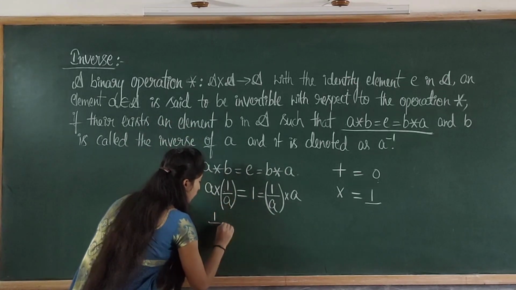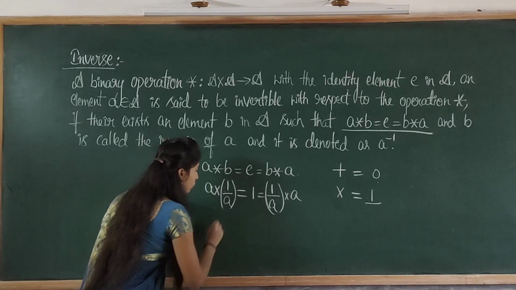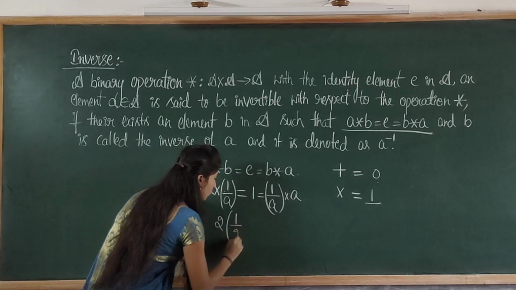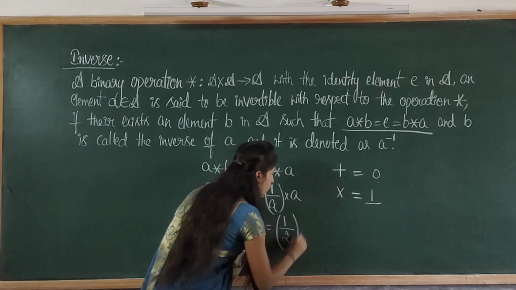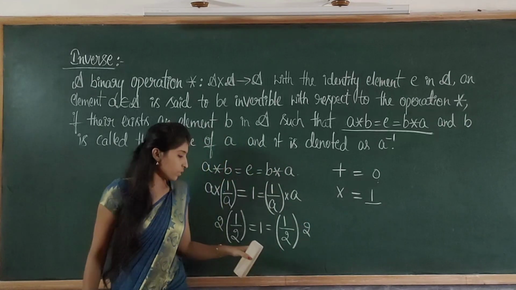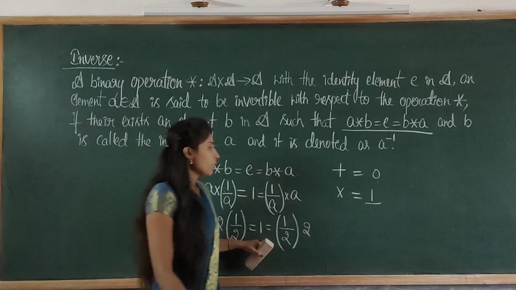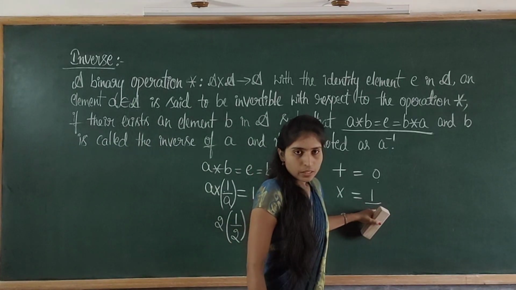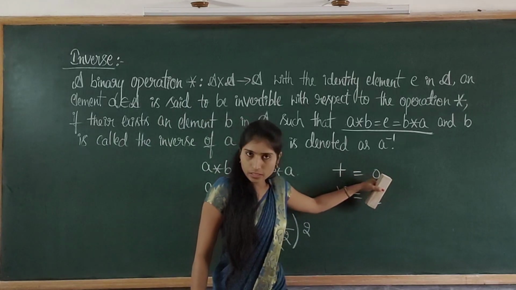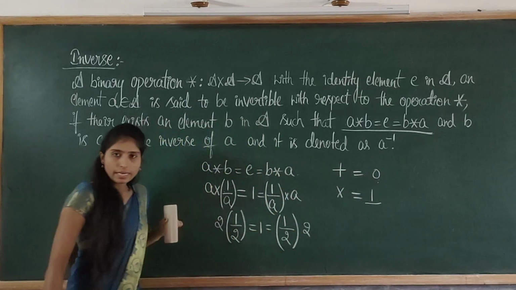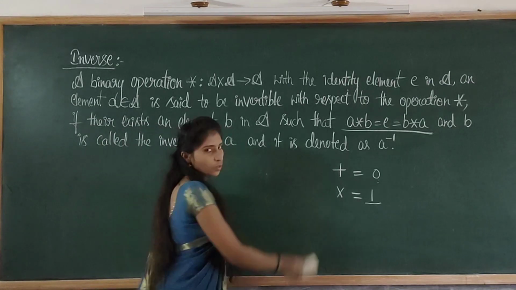For example, if you take 1 by 2, we write first A, right? 2 into 1 by 2 is equal to 1, and here 1 by 2 into 2. Then what happens in multiplication? If it gets cancelled, you will get 1. So in multiplication, the identity element is 1, and for addition the identity element is 0. Okay, this is the inverse. Next we see some problems on this.